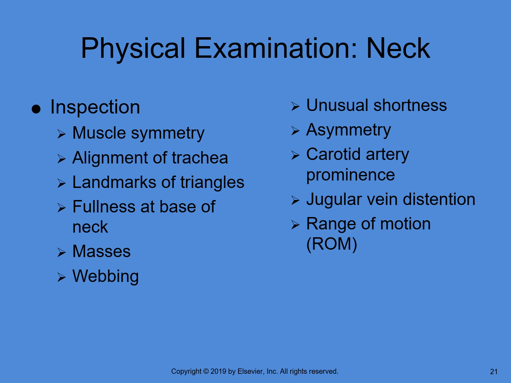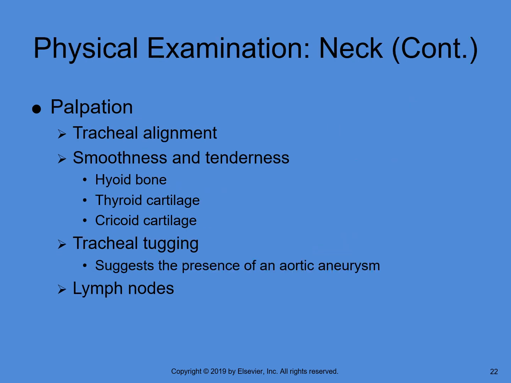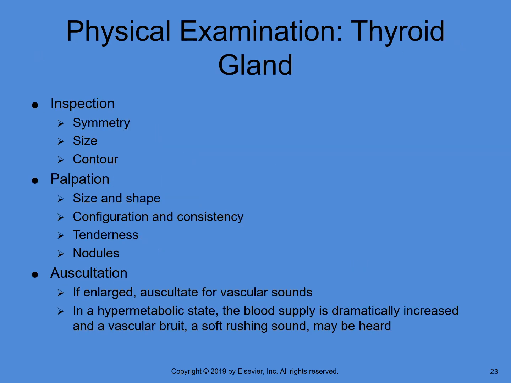On the neck, inspection, all of these things: muscles, symmetry, alignment of the trachea, landmark of triangles, fullness at the base of the neck, masses, webbing, unusual shortness, asymmetry, carotid artery prominence, jugular vein distension, range of motion. Palpation, tracheal alignment, we want it to be smooth and non-tender. No tracheal tugging, which suggests an aortic aneurysm, and we're feeling the lymph nodes as well.